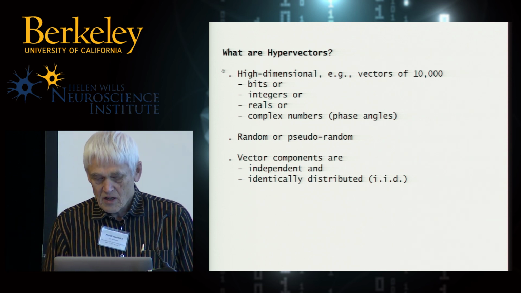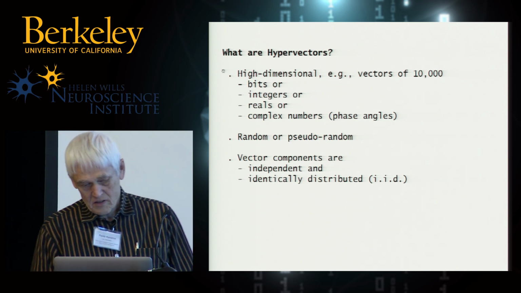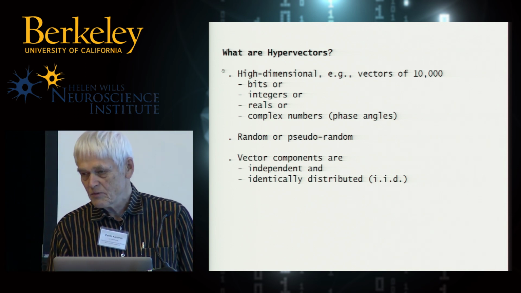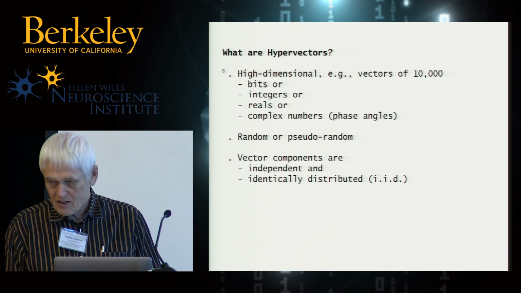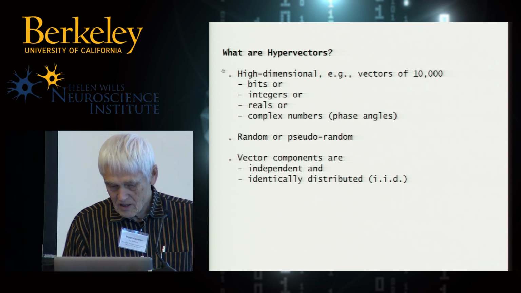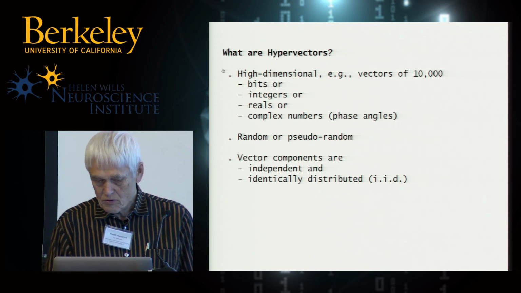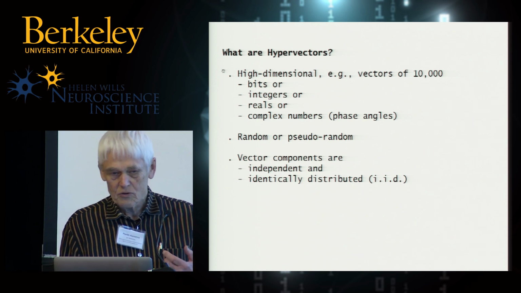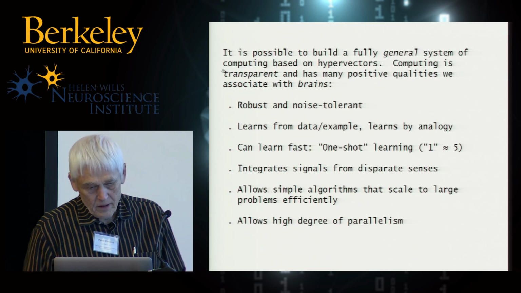These vectors are either random or pseudo-random, and the vector components are independent and identically distributed. This independence can be guaranteed only at the start when you start building a system. Based on these ideas, the various vectors you produce are no longer necessarily independent, but they are still identically distributed when you use the operations that I will talk about.